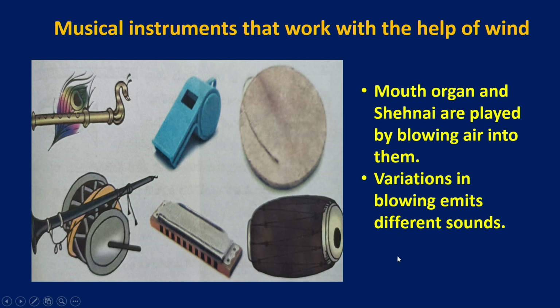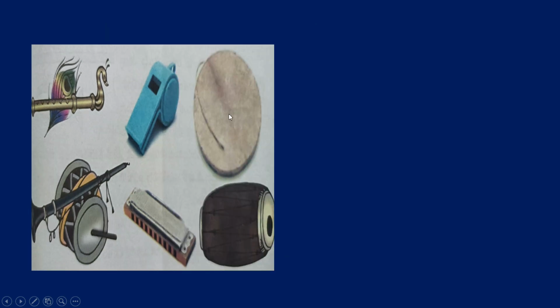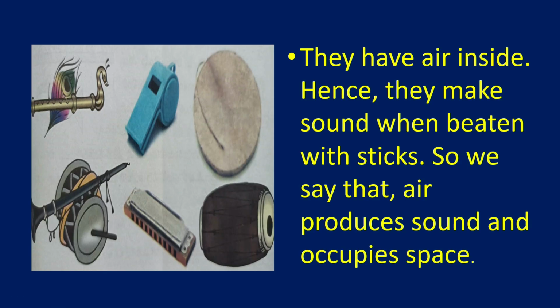Now we are having devices like drum, tabla and mrudangam. When we beat on the surface of this leather, what happens? The air inside the drum moves and makes vibrations and we will get sound out of it. They have air inside, hence they make sound when beaten with sticks. So we say that air produces sound and occupies space.